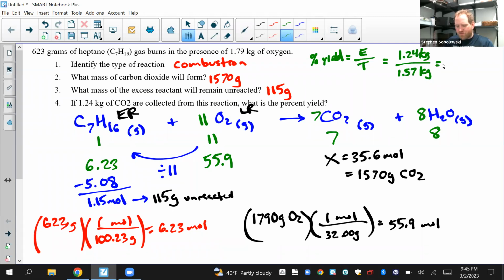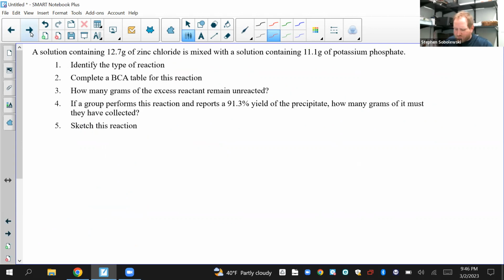So 1.24 over 1.57, I'm going to guess that's going to be like 80%. Let's see. Pretty darn close. 3 sig figs, 78.98. I'm actually going to call it 79.0. Okay, so I'll write that in here, 79.0%. Okay. Yeah, and obviously the calculator said 0.7898. You're going to multiply that by 100. All right, so that's it for this problem. Let's move on to the next one.